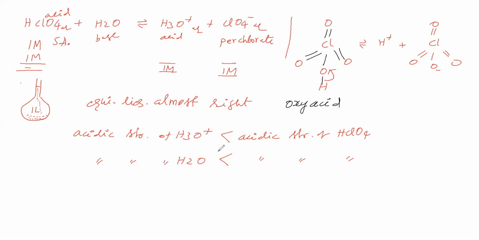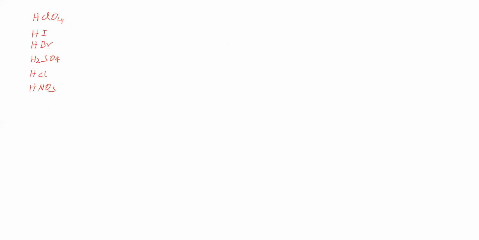Therefore, if an acid's strength is greater than that of hydronium ion, then that acid is called a strong acid. Which acid do we have to call a strong acid? If its acidic strength is greater than hydronium ion, then we call that acid a strong acid. So these are all strong acids. HClO4 to HNO3 we can call strong acids.